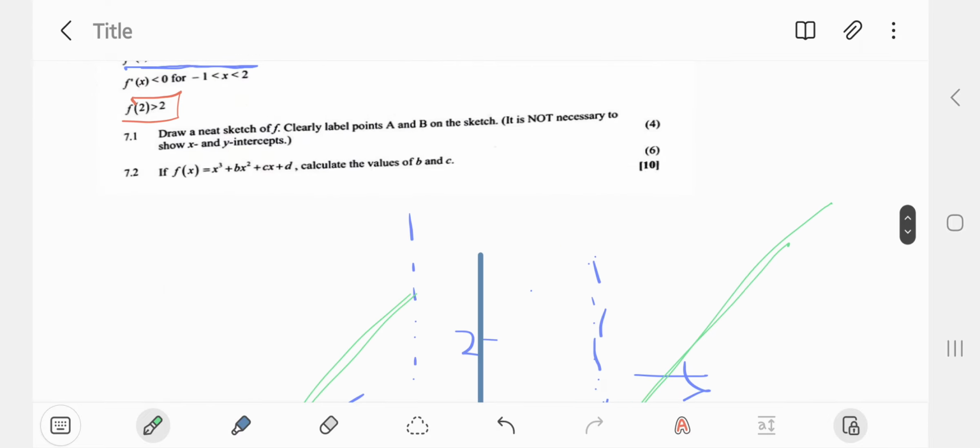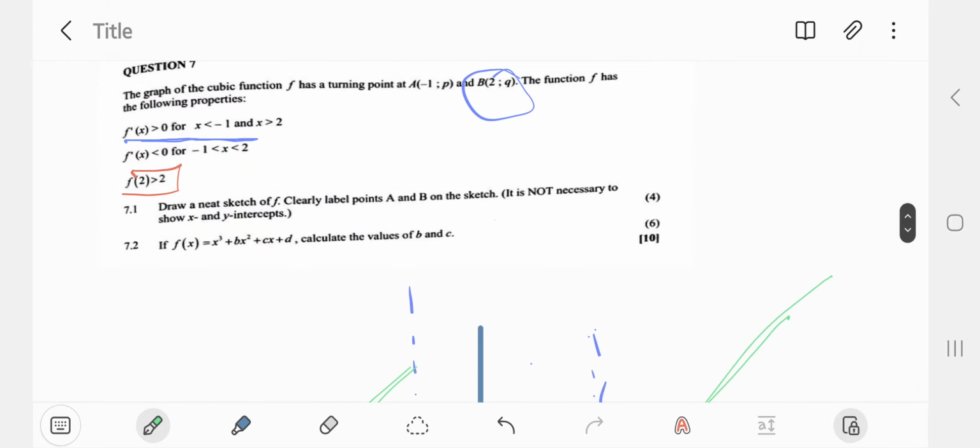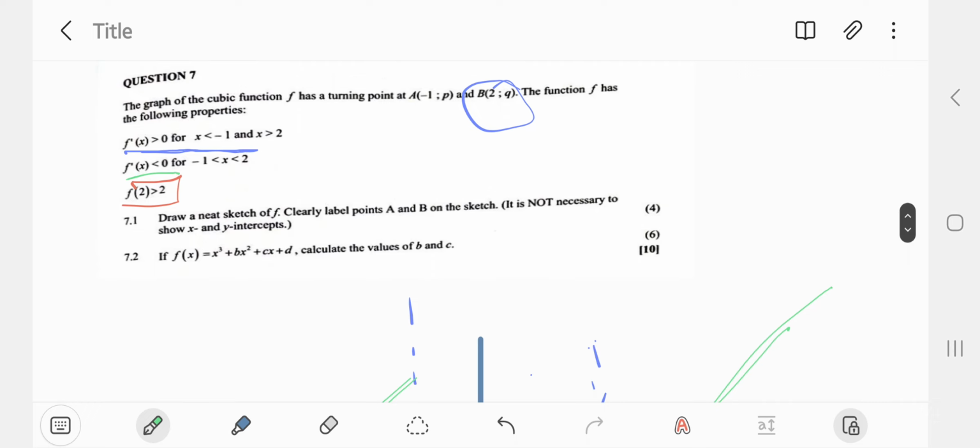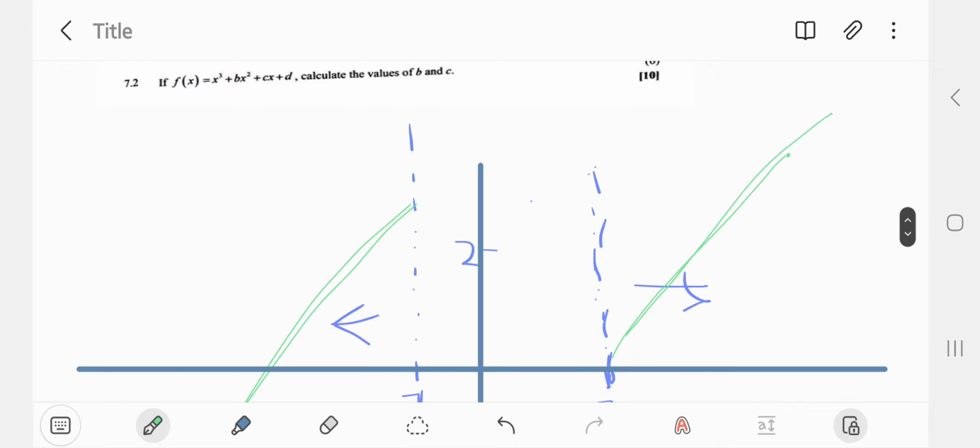So this is what we have. And then they tell us that it is decreasing. The gradient is less than 0. The gradient is negative for x in between -1 and 2. So this is -1 here and this is 2.